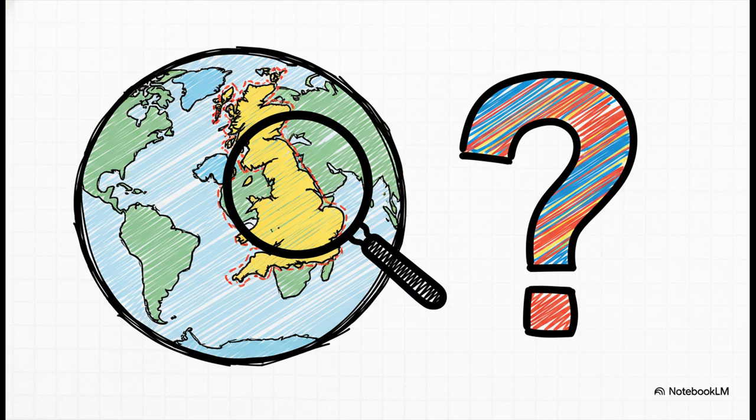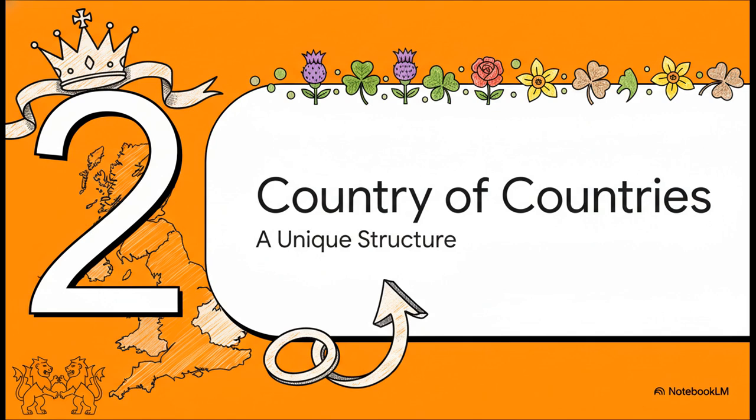First up is the United Kingdom. Now, if you look at a world map, this is the official name of the sovereign state. But what that state actually is, well, that's where things get really unique. And right here is where the confusion usually starts. See, the United Kingdom isn't a country in the way you might think of France or Japan. It's something much, much more interesting.